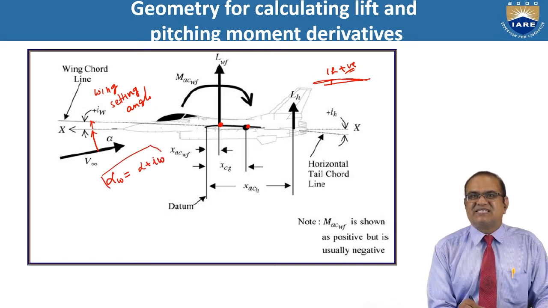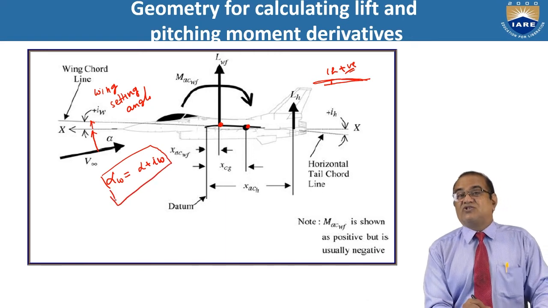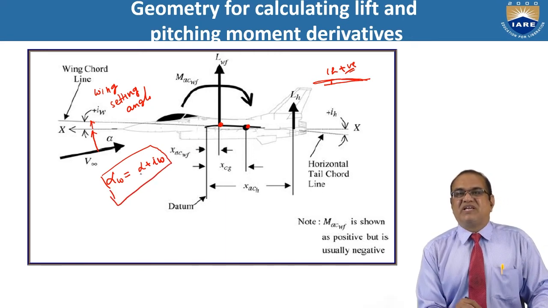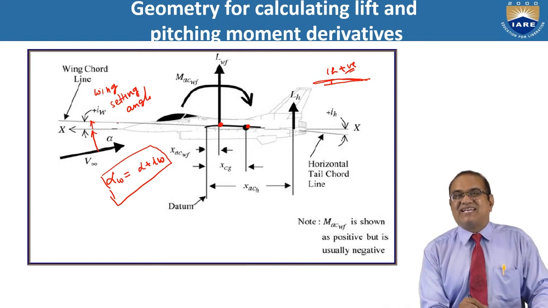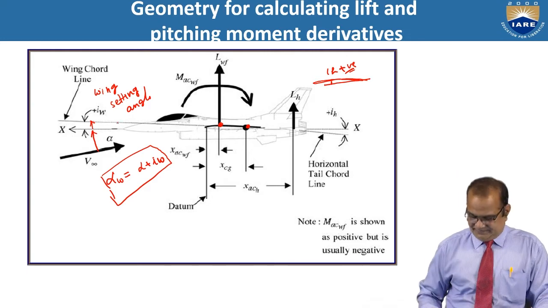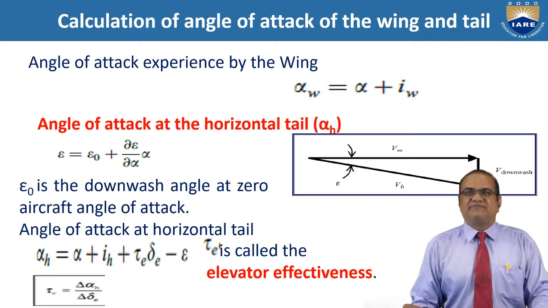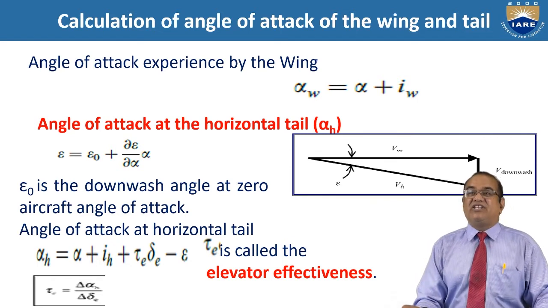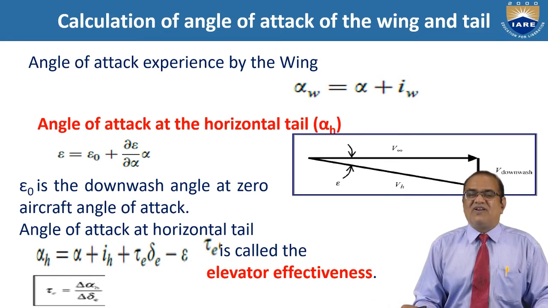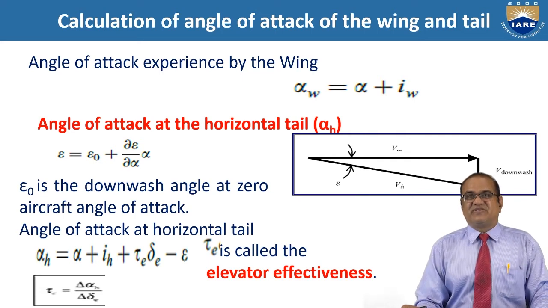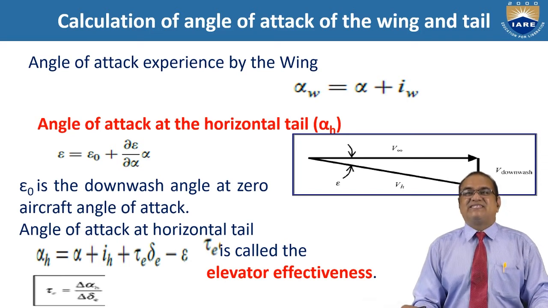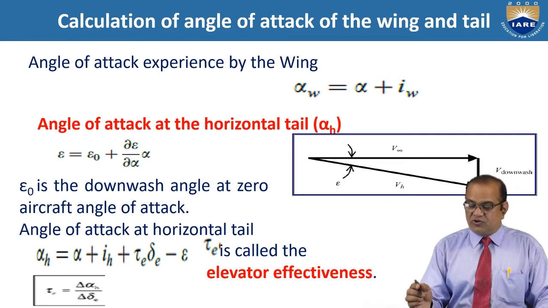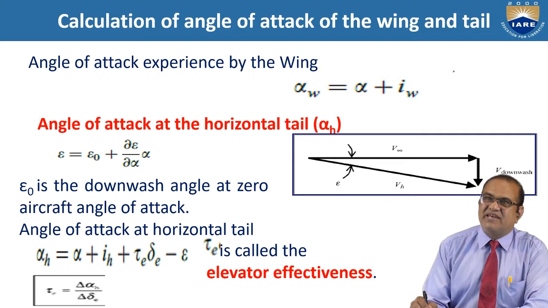So actually the wing will experience alpha W equal to the angle of attack alpha plus the wing setting angle IW. It is shown here. Now, what is the angle of attack at the horizontal tail? The horizontal tail will not feel the same angle of attack as is experienced by the wing because of downwash. I will explain the downwash here.